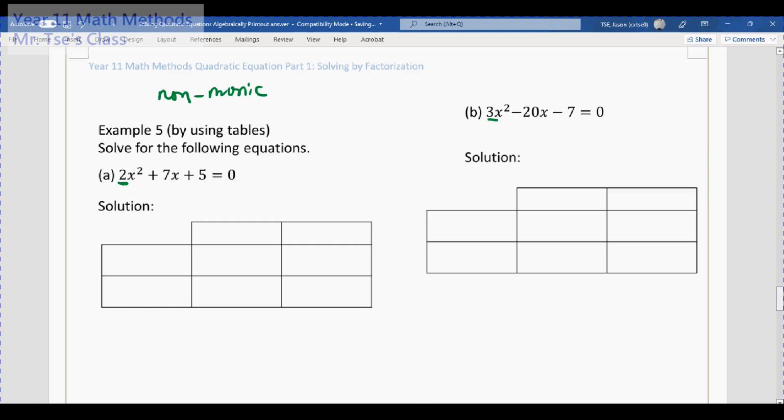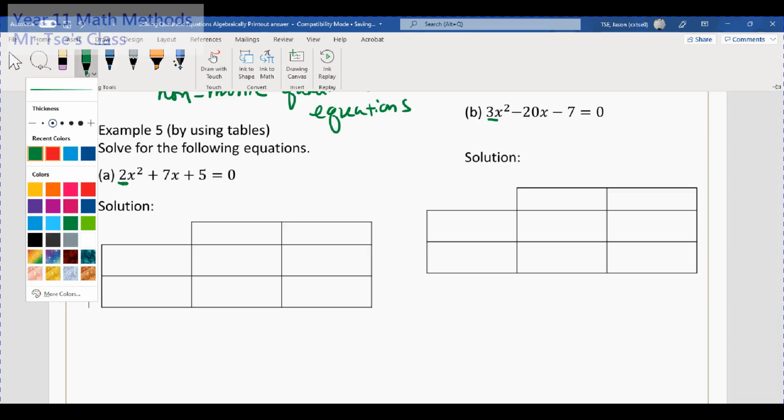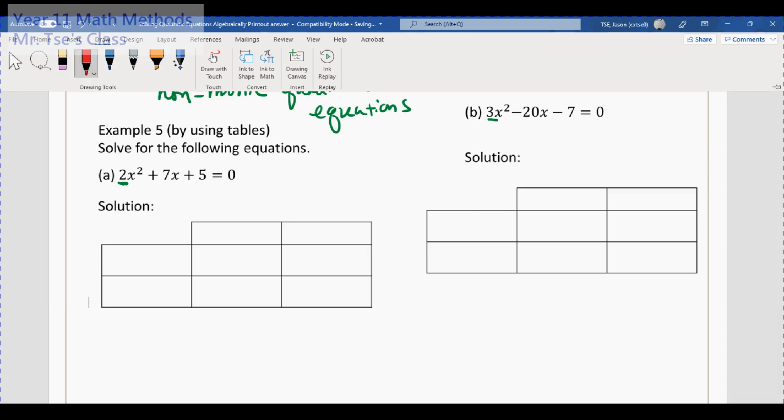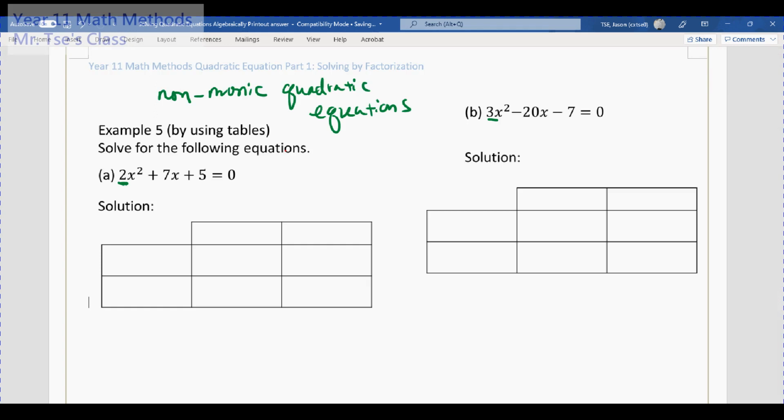Non-monic quadratic equation. Okay. Non-monic is more difficult, but we can use the same idea. Pretty much the same. All right, so let's say I will put 2x squared here plus 5 here.